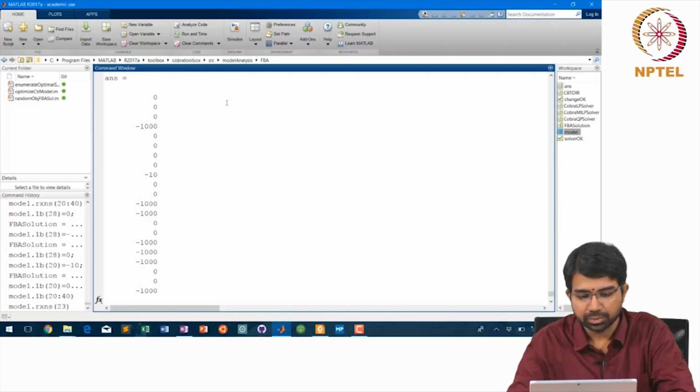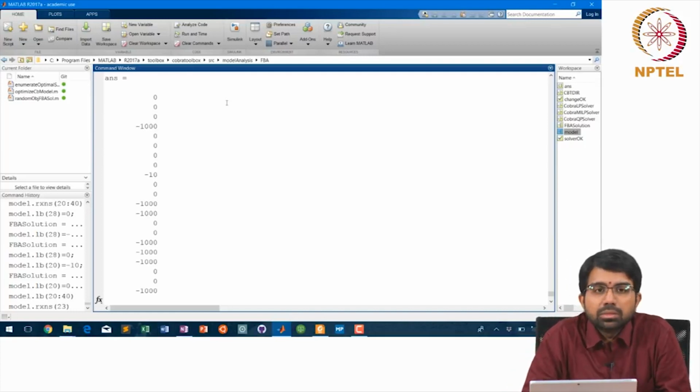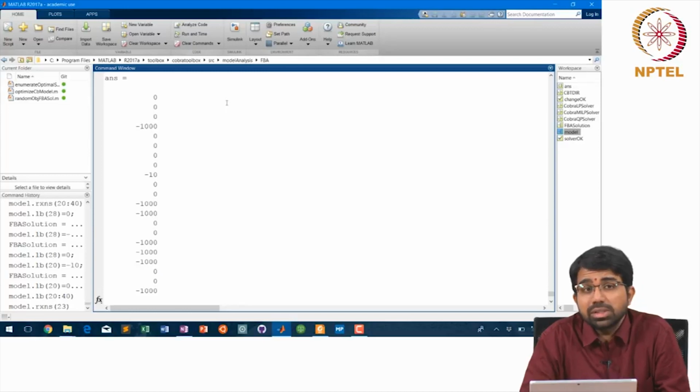Sir, if we make it 0, there is no incoming or outgoing. Is that the meaning? No, it's just the LB. So it means that there is no incoming. It depends upon the direction of the reaction. So if we make plus 1000 in LB, what does that mean? It means that you have to secrete at least that much. It depends upon the reaction.